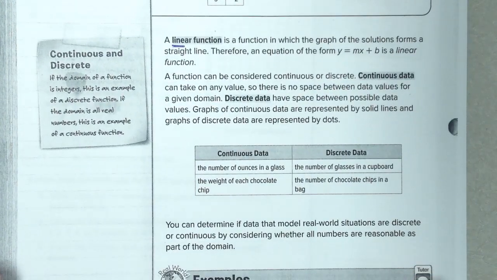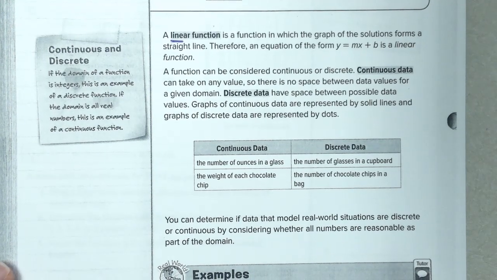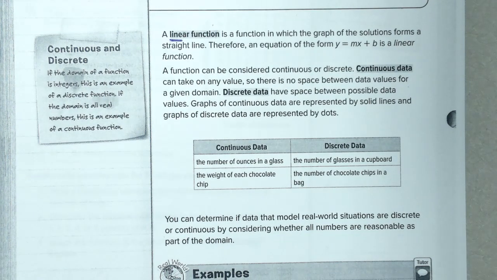Here's 2 new vocabulary terms, though, that you need to know. It says a function can be considered continuous or discrete. Continuous data can take on any value, so there is no space between data values for a given domain. Discrete has space between possible data values. Graphs of continuous data are represented by solid lines, and graphs of discrete data are represented by dots.